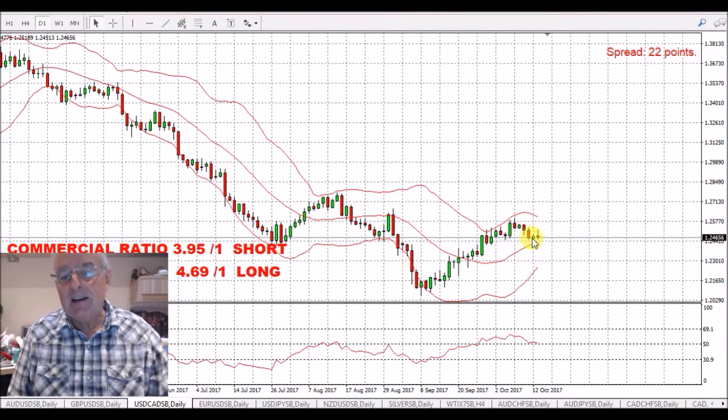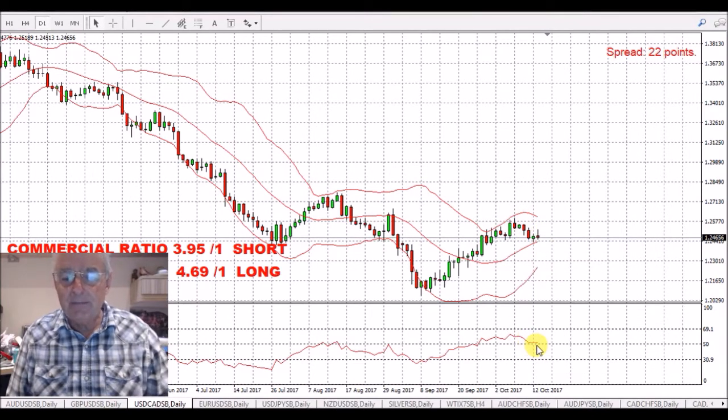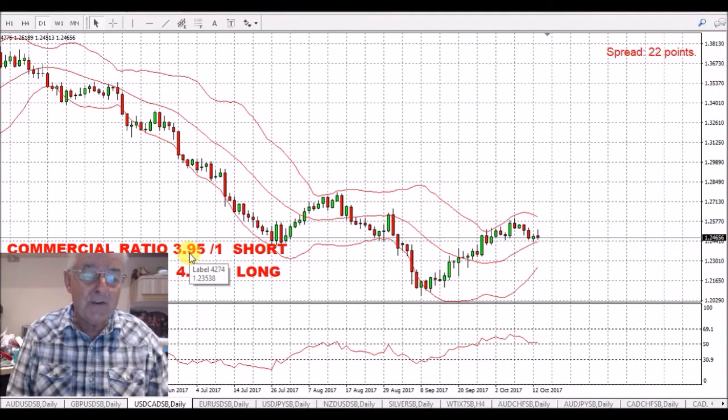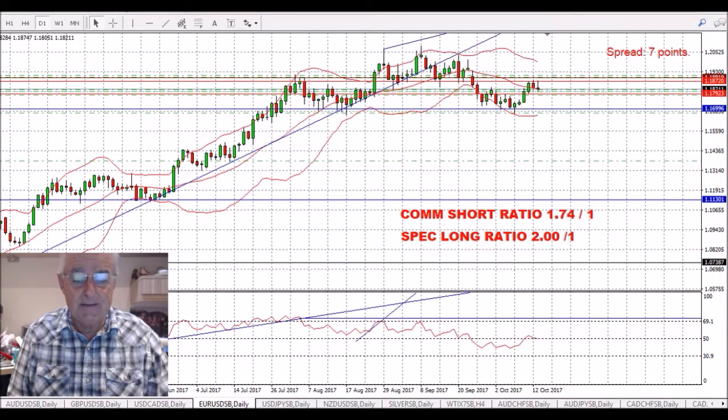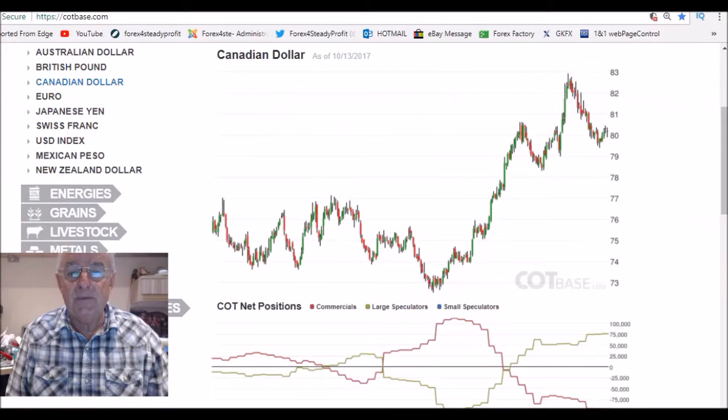So over the week it's had a little bit of a pullback. We're just above the 50 on the RSI, and we've got a commercial short ratio of 3.95 to 1, which has increased, which is nice. There we go. And the euro.